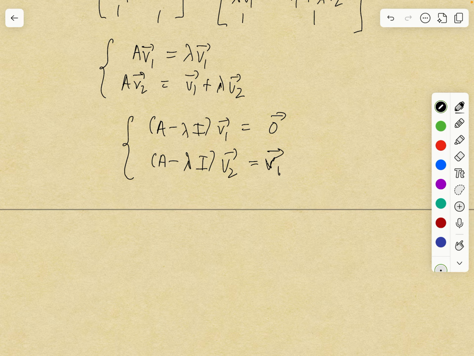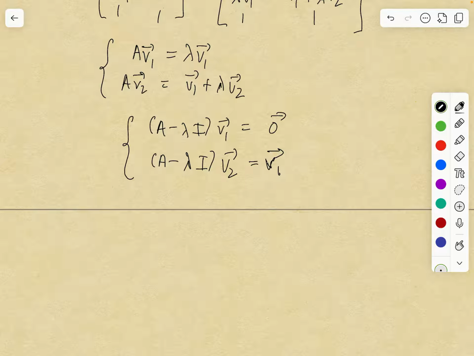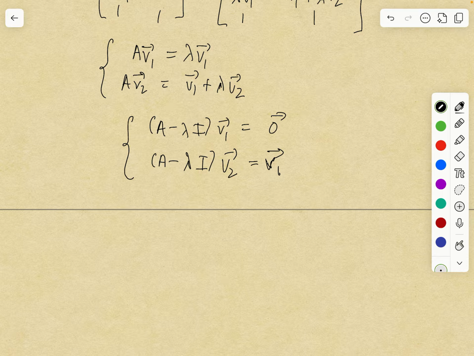So first, you should find v1 that's in the null space of A minus lambda I. In other words, you're looking for an eigenvector. And you want v1 and v2 to be non-zero vectors because P is invertible. So v1 is some non-zero vector in the null space of A minus lambda I, which is just an eigenvector with eigenvalue lambda. And then once you find an eigenvector, you have to solve for v2. Once you find v1 and v2 satisfying those equations, you can find what P is.